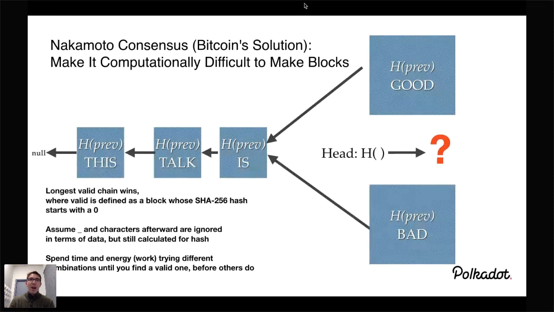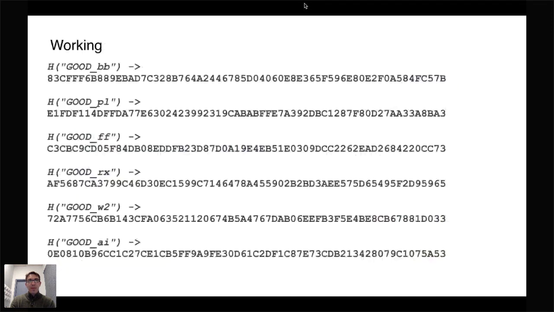I can just keep trying different garbage data at the end until I find a hash of that block that starts with a 0. Here, I actually did these all by hand, typing them in, so it was a little bit of work. Good BB, good P1, good FF, good RX, good AI, until finally I get a hash that starts with 0.